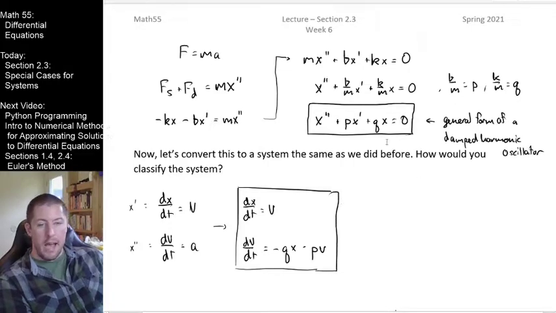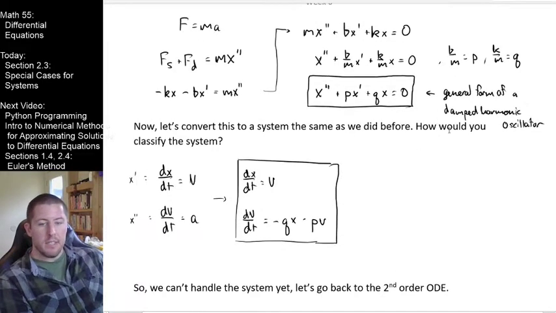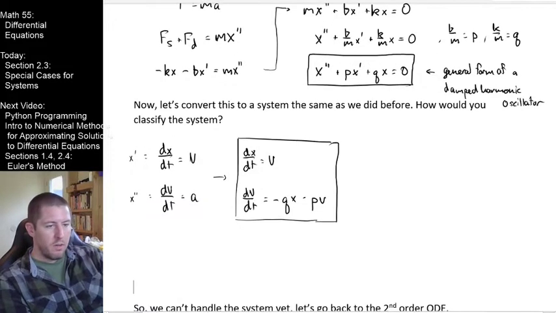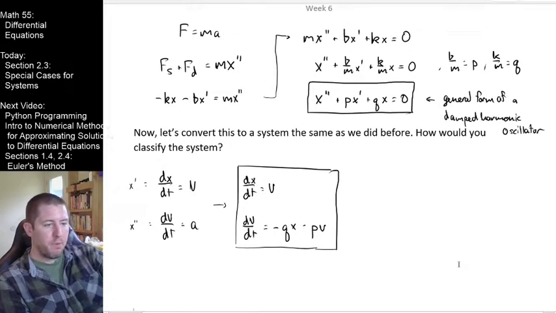So this is typically how the general form of damped harmonic oscillators is given, but it looks like, and I don't want to ruin this, I'm giving away the surprise down there. It looks like this is our system.